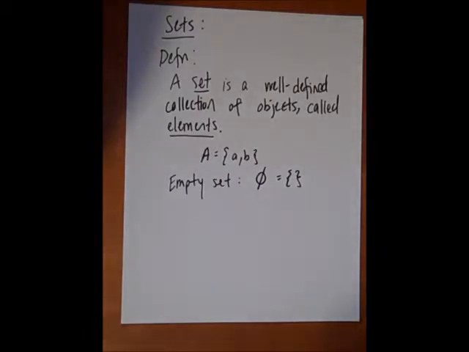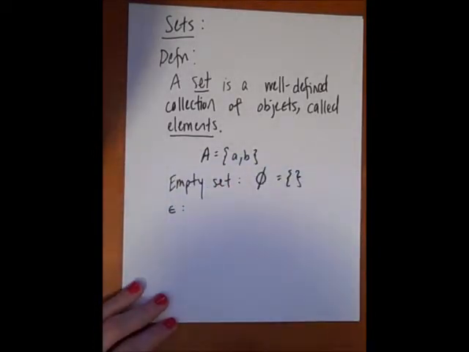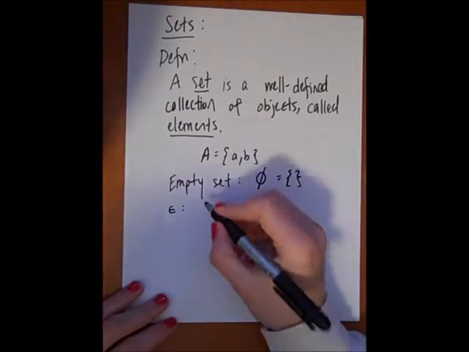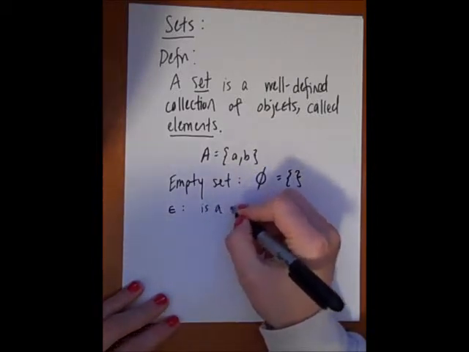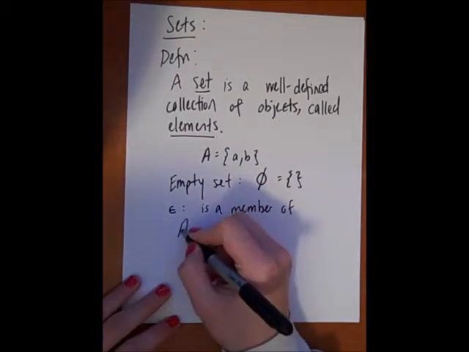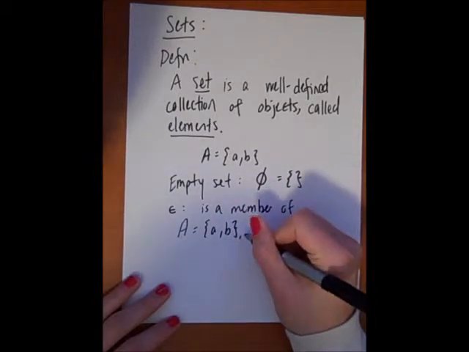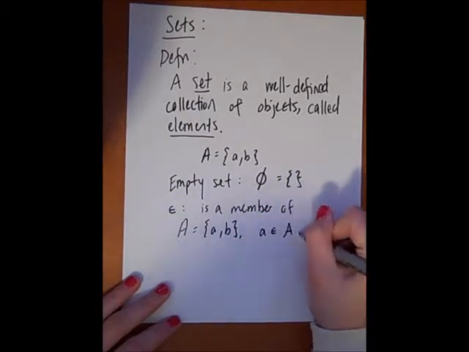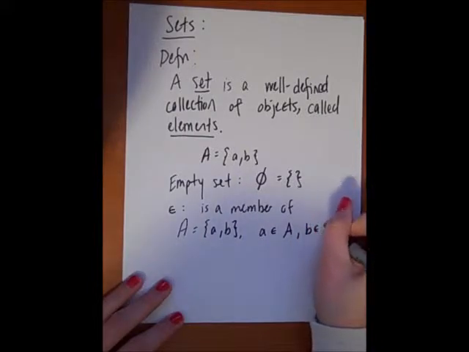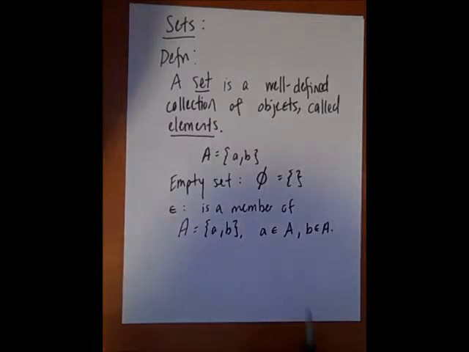Also, speaking of notation, whenever you want to say that an element is in a set, use this symbol. It's kind of like an E with a little line between it. This means "is a member of." So in our set, A was the set containing the elements a and b. So what we could say is that a is a member of big set A and b is a member of big set A. So this little E means "is a member of."